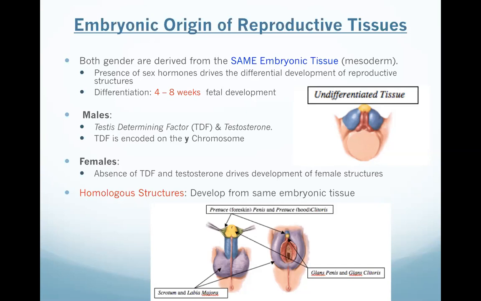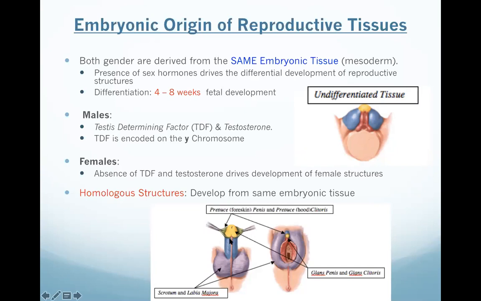So these are just drawings. This is looking at some of that undifferentiated sex tissue or reproductive tissue, mesoderm. And then when we start to differentiate, you'll notice that the yellow structure here becomes, for example, the male glans penis, and in females becomes the glans clitoris. So we see that homology.